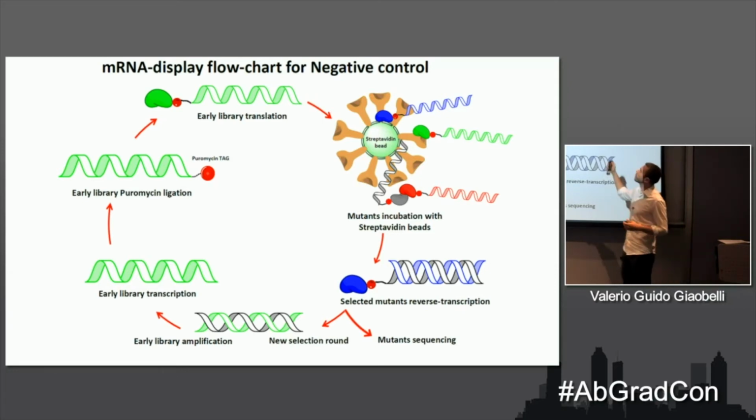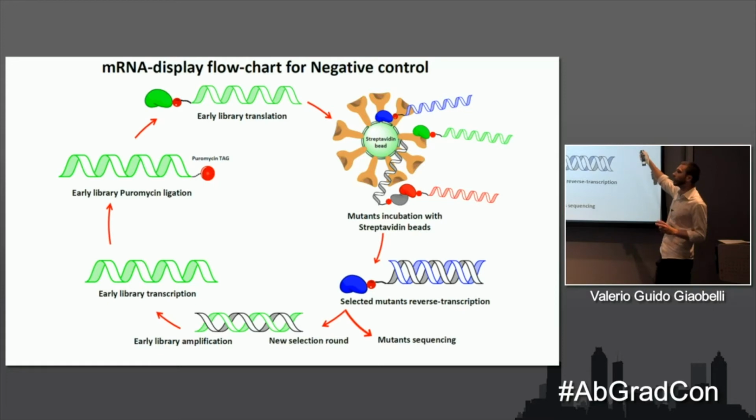So more or less the negative control uses the same steps, the same flowchart, the same parameters. The only difference is that the library will be incubated not with the target RNA, but just with the beads. In this way, we can select the proteins that bind unspecifically to the surface, or the streptavidin, or the complex. And after that it is the same process.